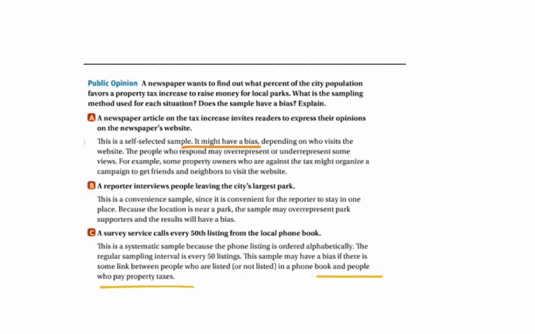Okay, not universally. It's just less likely. And so if there is some connection between owning property and having your number in the phone book, then you're going to overrepresent people who would not be in favor of it. But it's not a sure thing that would happen. So you would have to investigate how the phone book is put together and such.